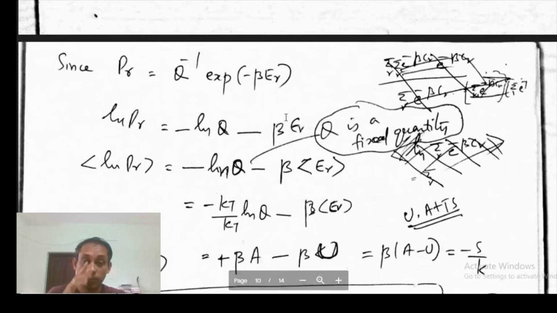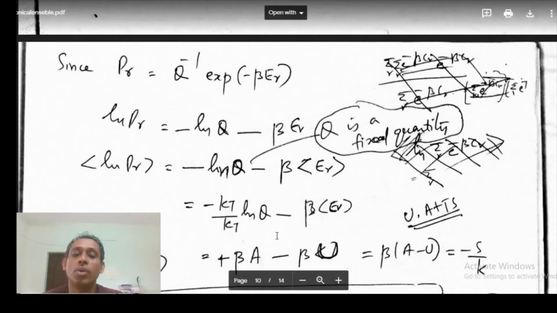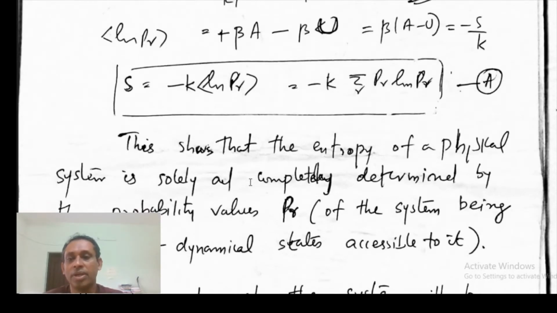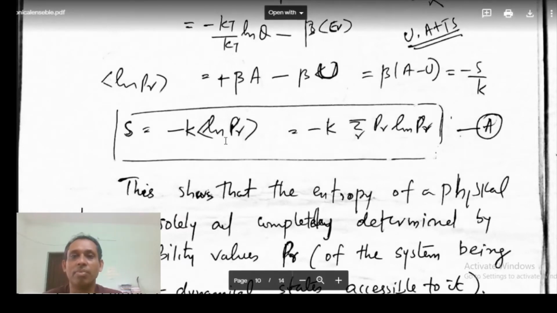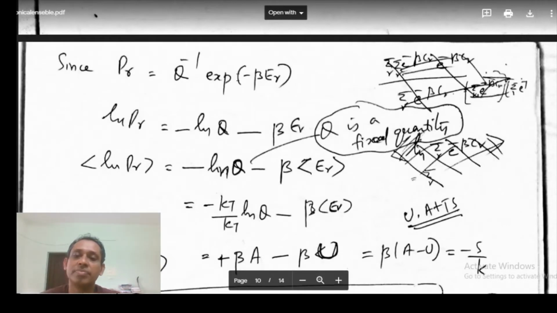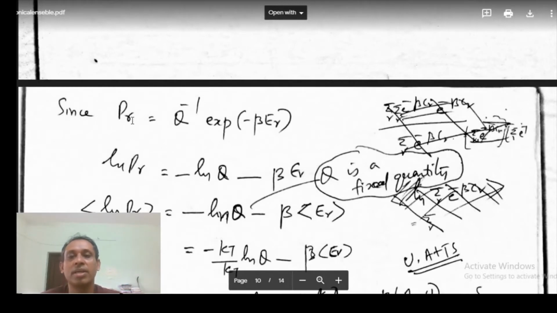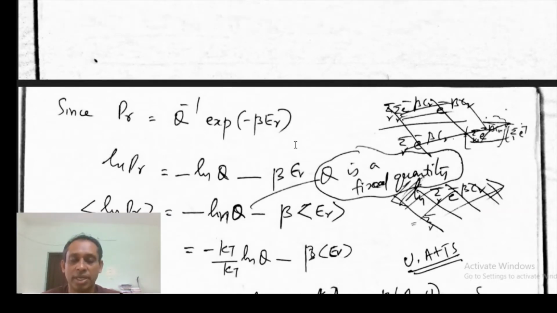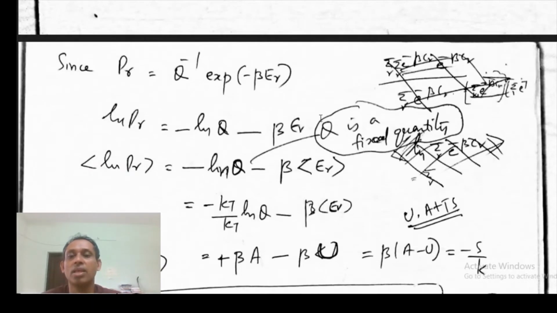Now we move on to another expression. We write the entropy in terms of the probability. We have written the expression for probability, Pr equal to exponential minus beta Er over sigma r e to the power minus beta Er, and that sigma r e to the power minus beta Er is the partition function Q. So Pr is Q inverse exponential minus beta Er.